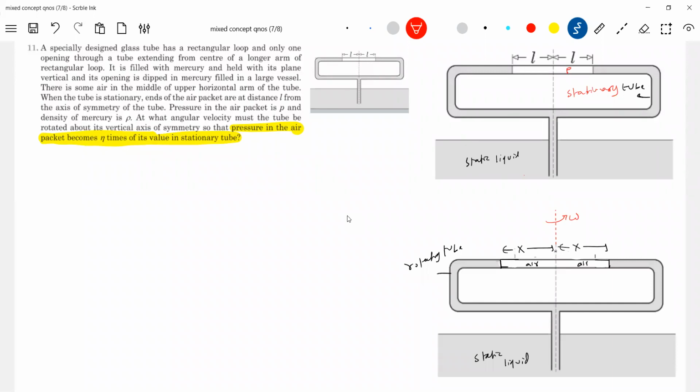As he has given, pressure in the air packet is P, and the density of mercury is rho. You have to be very careful about this P and rho. Now, how much will become eta times of P pressure? I'll write P double dash, some later on I'll replace this. Pressure how much will be? P double dash.